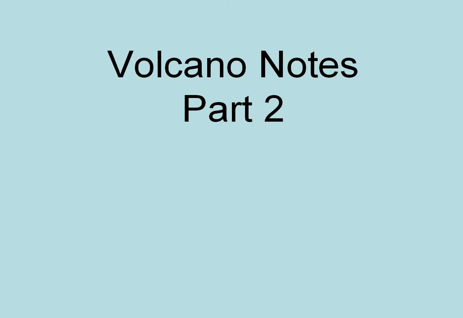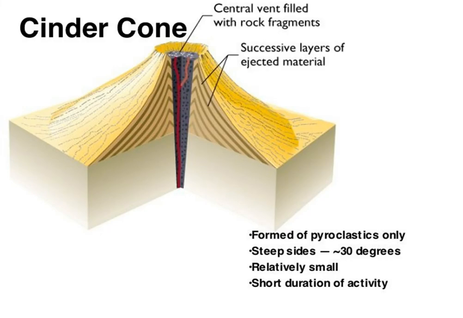Now, we ended part 1 talking about hotspots. What we're going to do now is get into the different types of cones. And there are 3 main types of cones or volcano types that we're going to talk about. The first one is called a cinder cone.